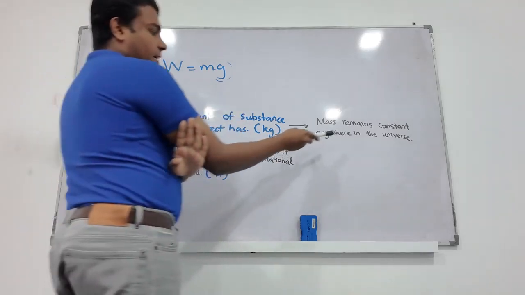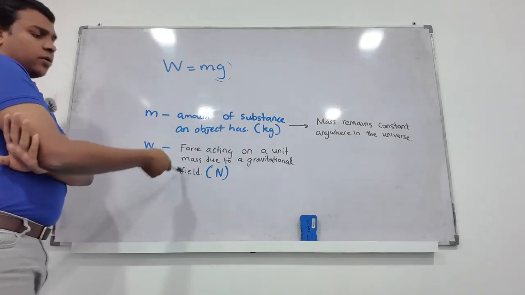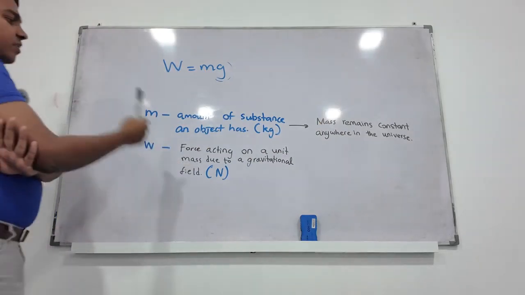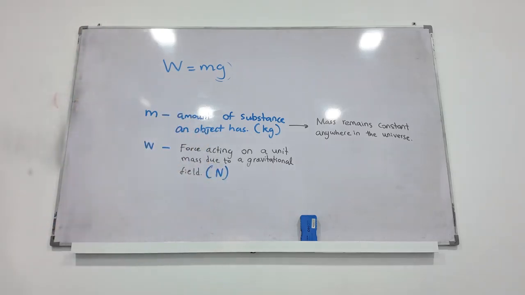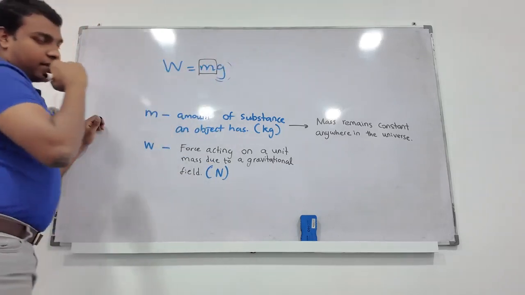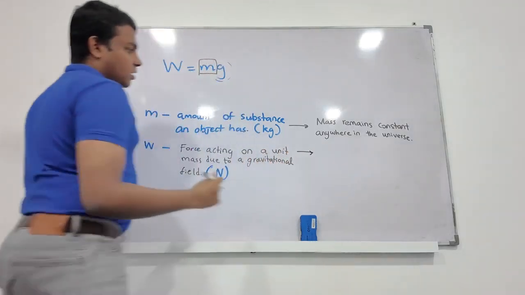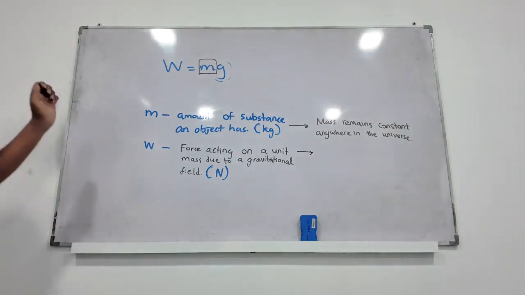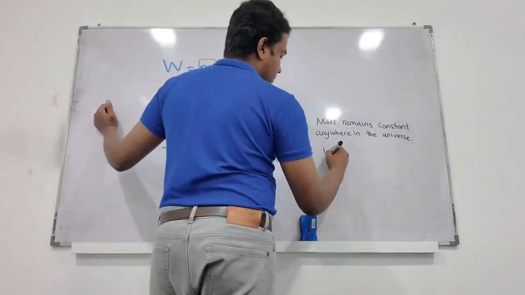Anyway, mass remains constant anywhere in the universe. You have to memorize that. But what about weight? I told you weight is the force acting on a unit mass due to a gravitational field. So even though the mass remains constant, the gravitational field varies. Because of that, weight varies in the universe. Weight varies from planet to planet.